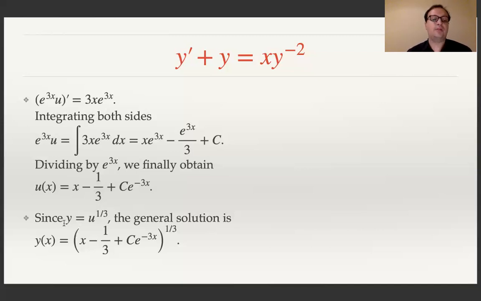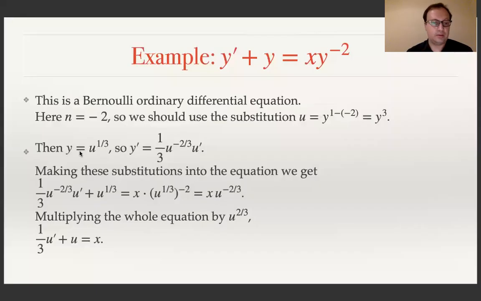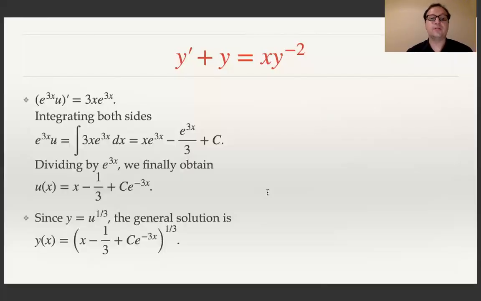But we want to obtain the solution in terms of y, because y is the unknown in the original equation. And we remember that y was u to the 1/3. Right, so notice that y is equal to u to the 1/3. So the general solution is y of x is equal to (x minus 1/3 plus a constant times e^(-3x)), everything raised to the power 1/3.